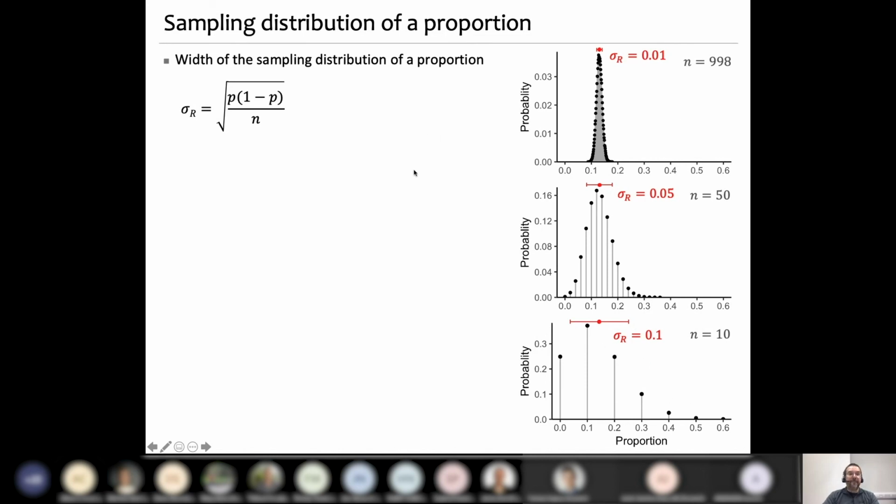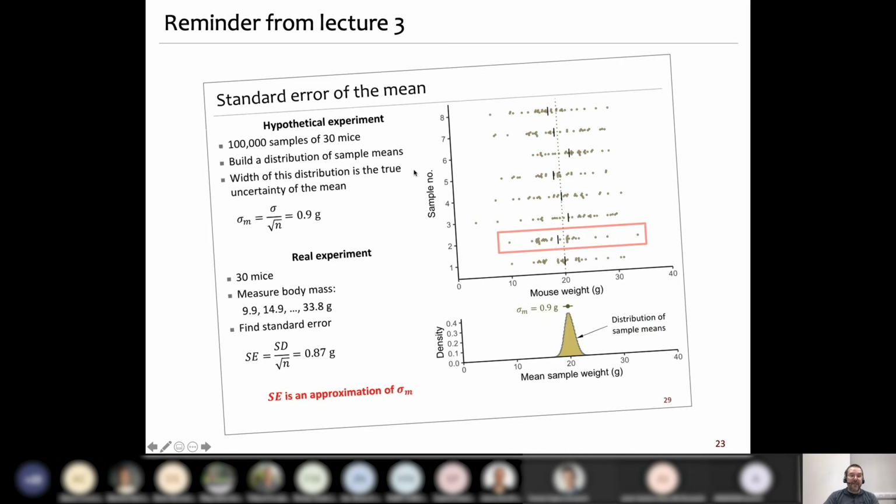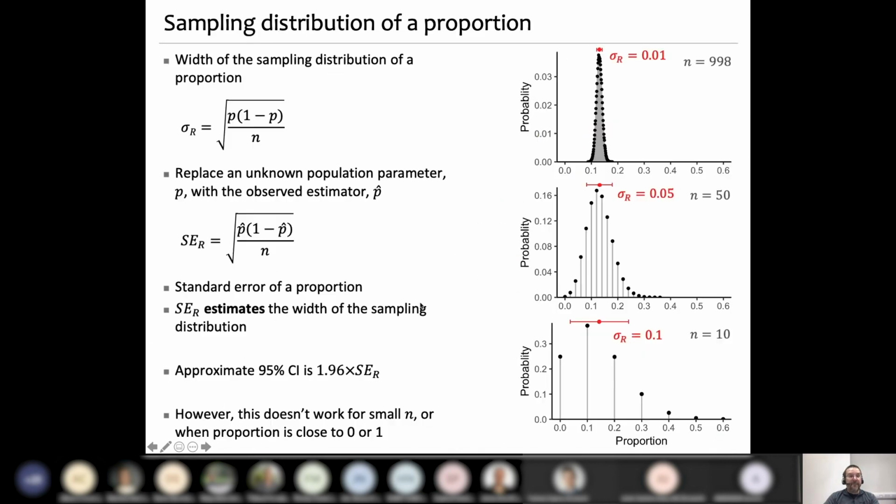If you remember from previous lectures, we found the standard error from the sample, which represents the uncertainty on the mean. And we do exactly the same here. We are finding the standard error of the sample, which represents the width or standard deviation of the sampling distribution. That means that this estimates the uncertainty of the proportion. Because this is standard error, a 95% confidence interval would be approximately 1.96 times this, or 2 times this.